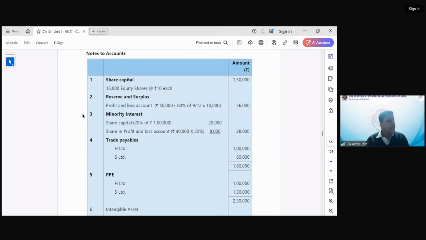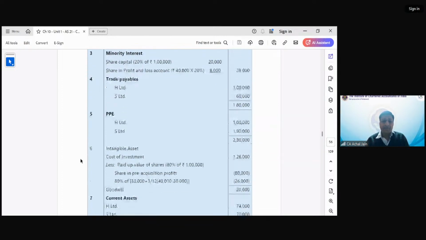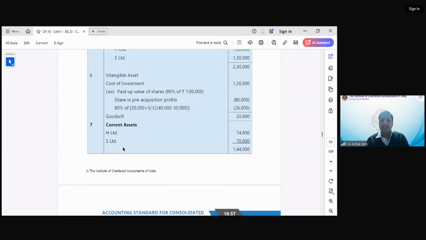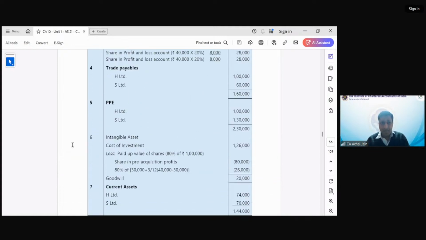Now, for trade payable, you'll say that items have been picked up line by line. For PP, you'll say items have been picked up line by line, right? Now, current assets, items have been picked up line by line. Okay.